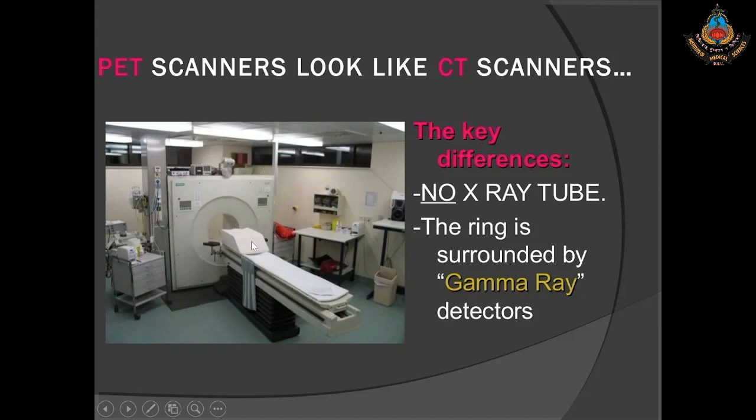This is just like a CT scan machine. So the PET scanner looks like a CT scanner, but the only difference is there is no use of X-rays in the tube. Inside the tube, the ring is surrounded by the gamma ray detector cameras.